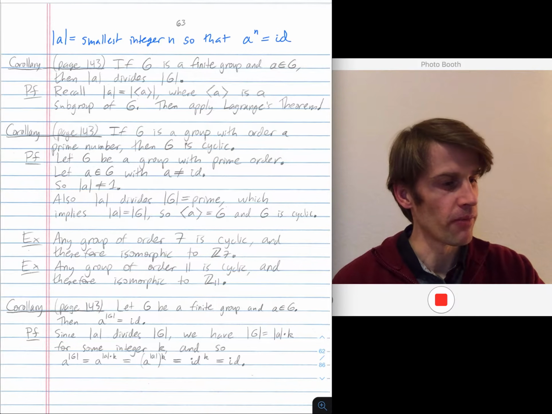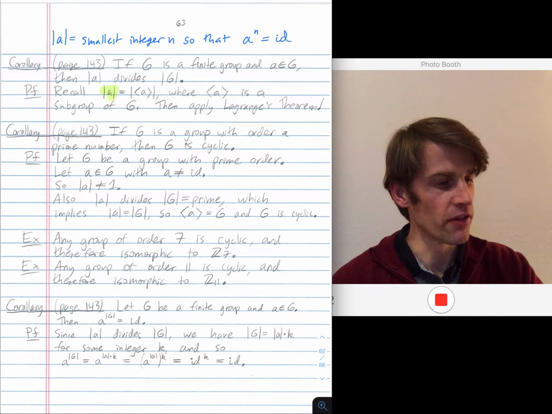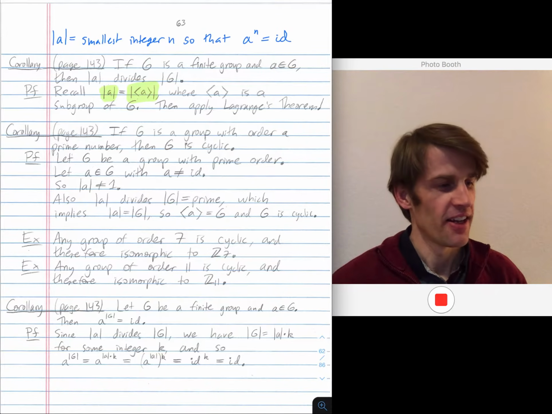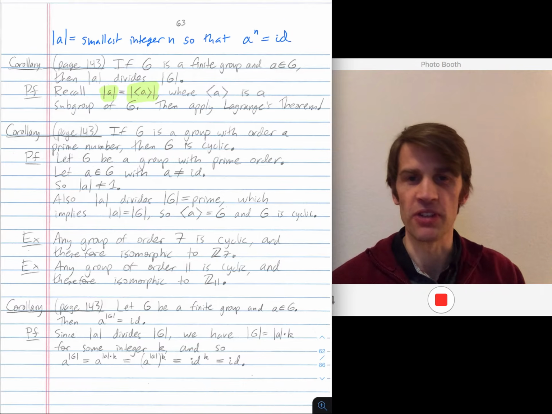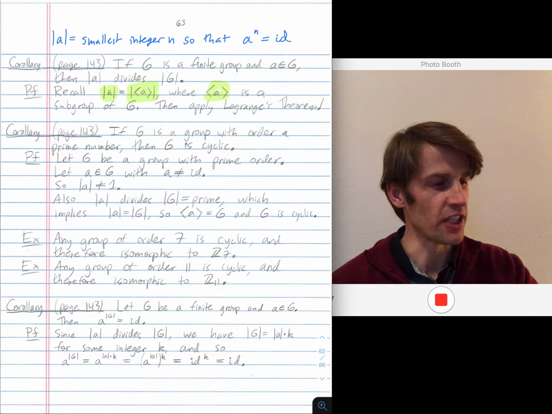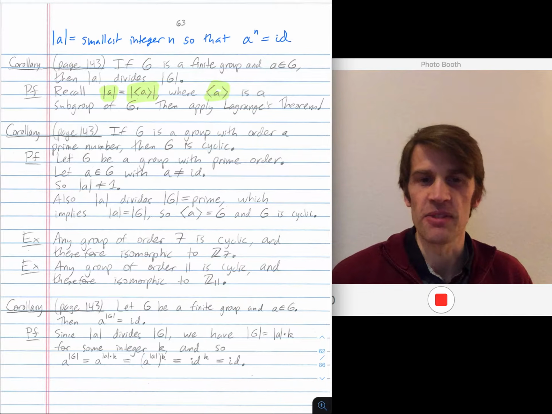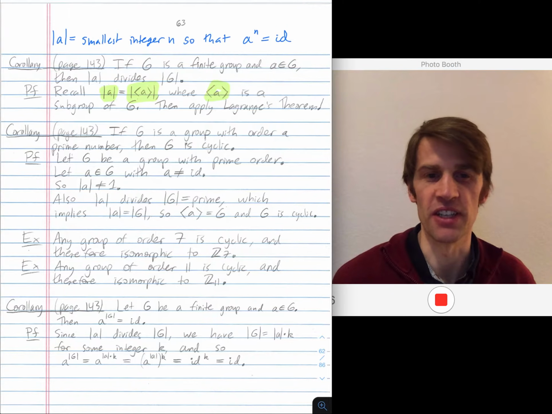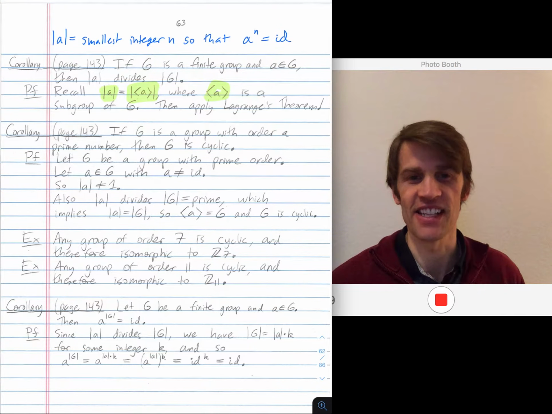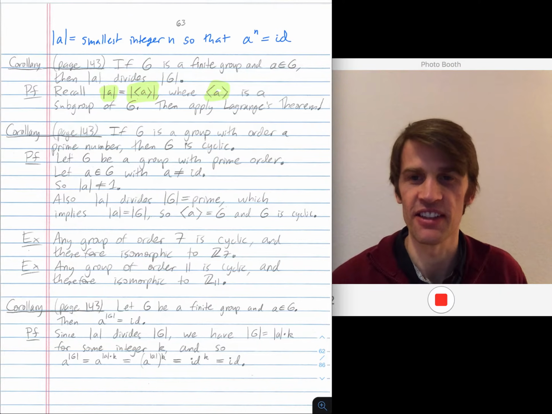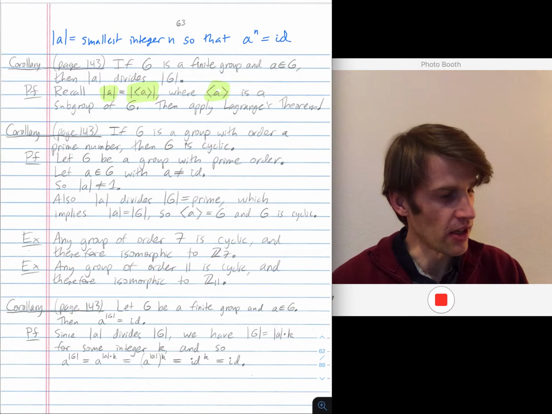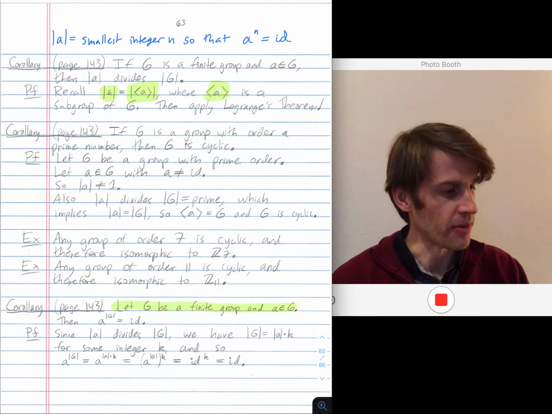And you'll recall that the order of an element is the same as the size of the subgroup generated by that element. Okay? So this subgroup, the subgroup generated by A, is a subgroup of G. So Lagrange's theorem says that the size of this subgroup generated by A divides the size of the group G. And the size of this subgroup generated by A is nothing else than the order of A. So immediately that gives us this corollary down below at the bottom of the page.